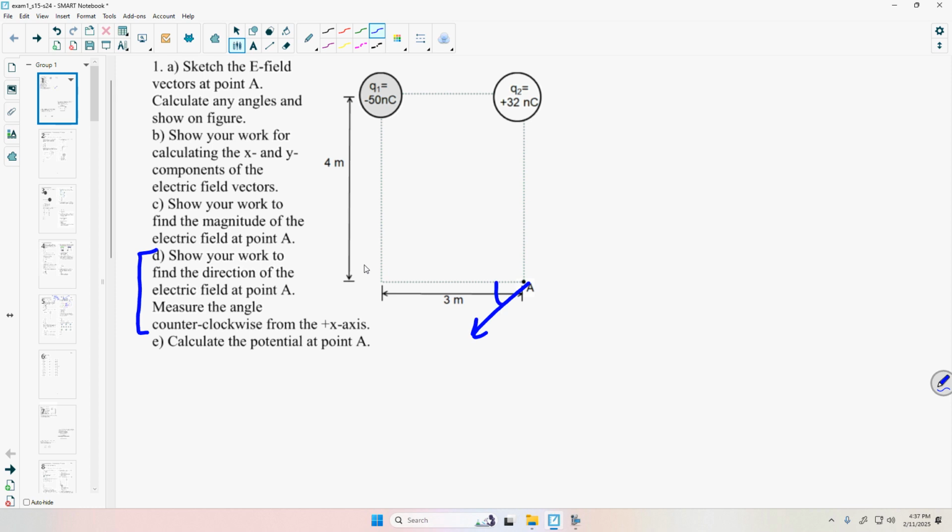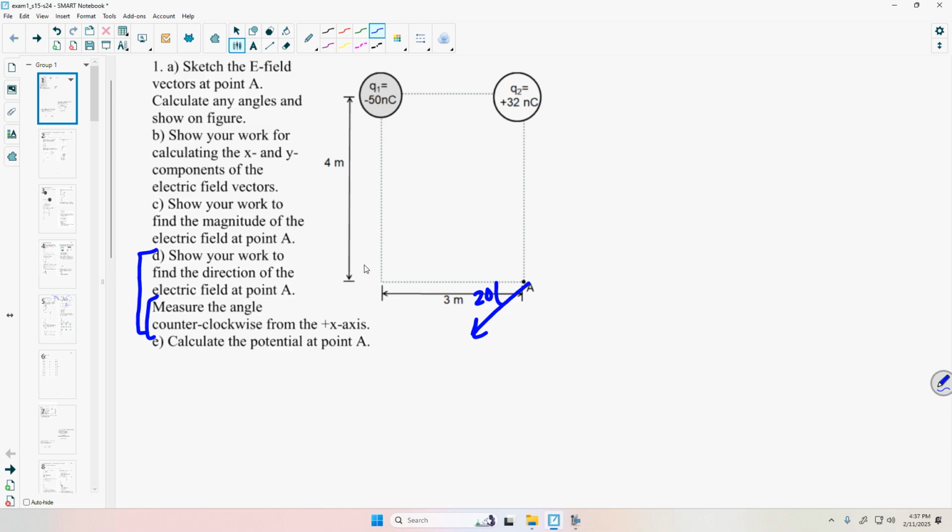Okay, 20 degrees below. The way that I would report it, because I want it measured counterclockwise from the plus x-axis, and I'm going to want that too, okay? Make sure the text doesn't, I cut and paste it. Since it asks for that, that's what I want. I want it measured from the plus x-axis. If you don't do that, you're only going to get half credit, okay?